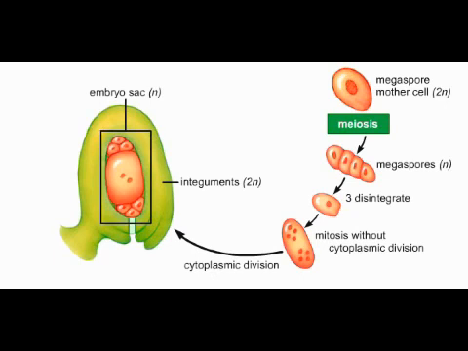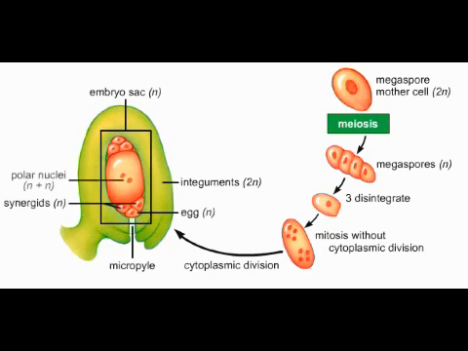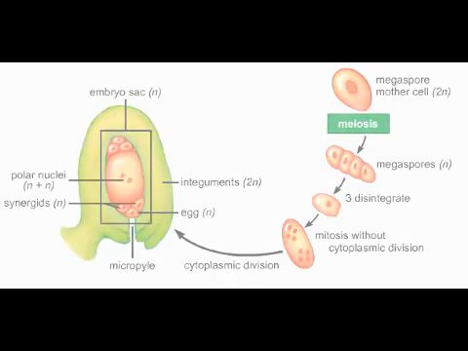6 of the cells have a single nucleus. One of the cells in the embryo sac, the egg, is located directly behind a narrow opening in the integuments called the micropyle. On either side of the egg are synergids. The one large central cell contains 2 haploid polar nuclei.